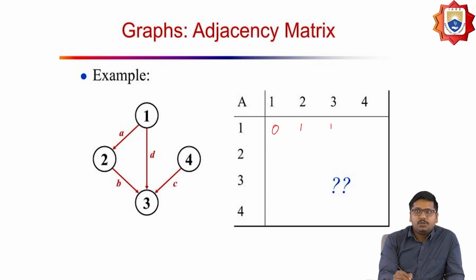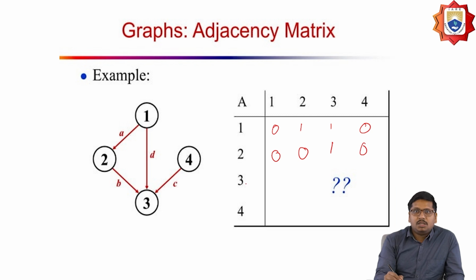There is an edge from 1 to 3. So it should be 1, and there is no edge from 1 to 4. And for 2, I don't have the edge from 2 to 1, so it should be 0, 0. And from 2 to 3, I'm going to have the edge, so that should be 1, and this should be 0.